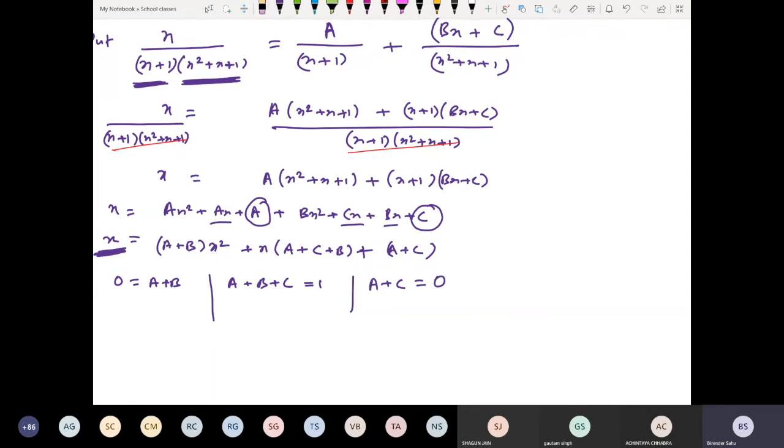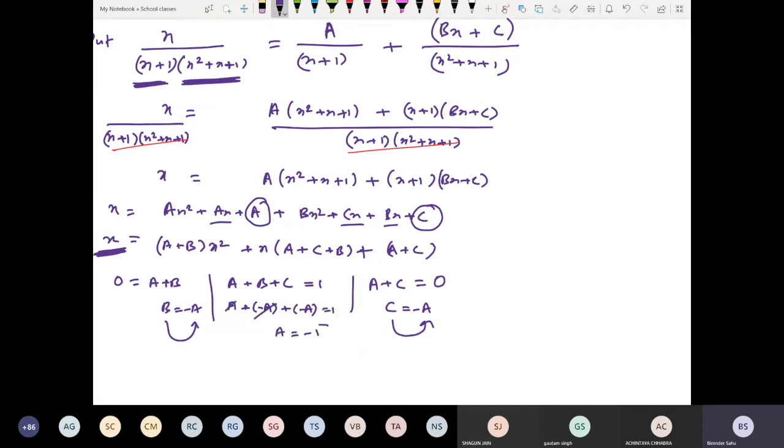Okay, so just try to simplify it. Here b equals minus a, here c equals minus a. What I have done here, I got b in terms of a, I got c in terms of a. So b in terms of a and c in terms of a.